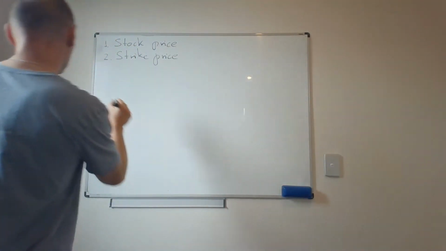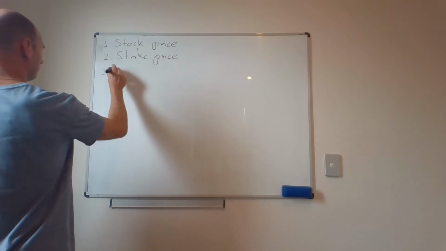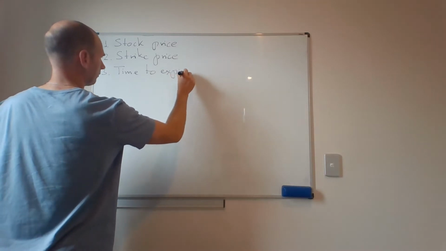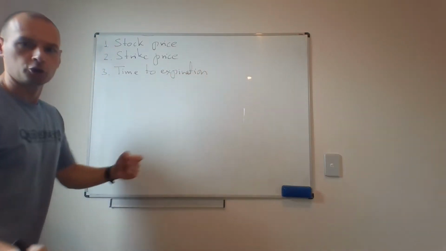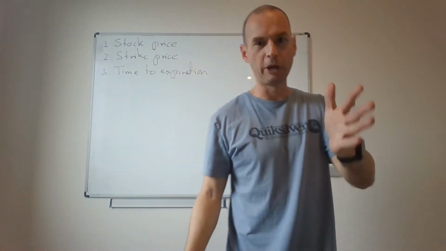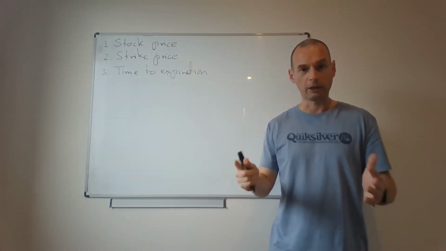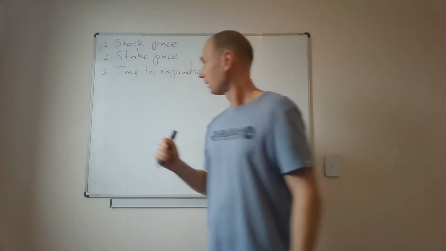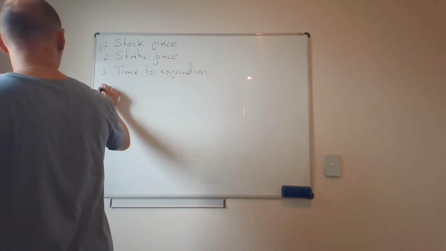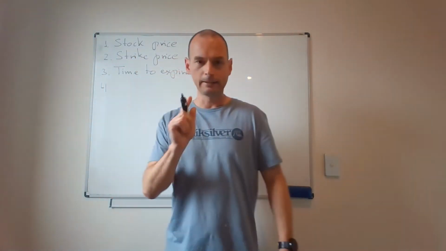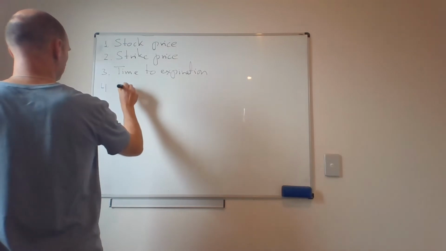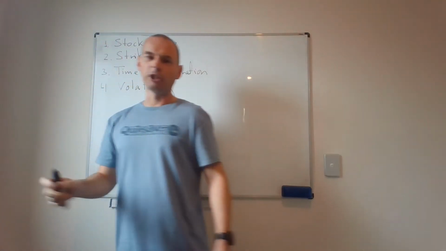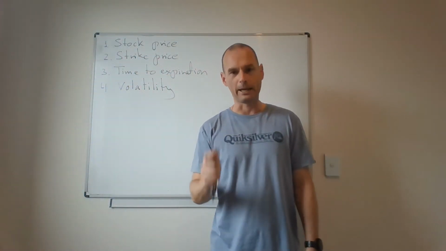The third one will be time to expiration. So how long do you have this option for? Do you have it just for a couple of days, or maybe do you have it for several years? That, of course, will make a huge difference to the value of your option. Number 4, and that is the key here, is volatility. It is volatility of the price of this asset.